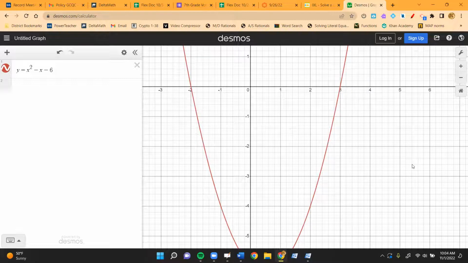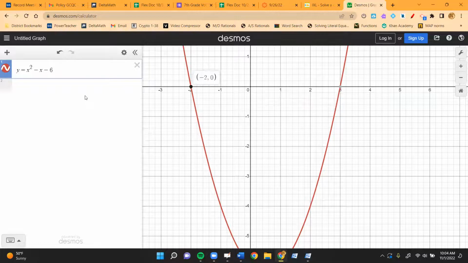Study hard. What answers did we get when we did the problem on the board just a couple minutes ago? X equals 3 and x equals -2. Did you say x equals 3? Look at where I'm moving my mouse. Do you see that? And then x equals -2. So the graph actually crosses the x-axis at the places that we found. It crosses at 3 and it crosses at -2. Neat, right?